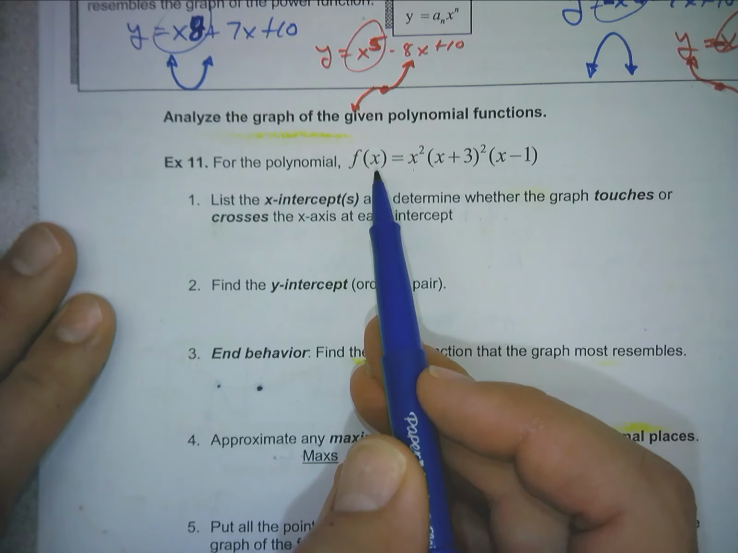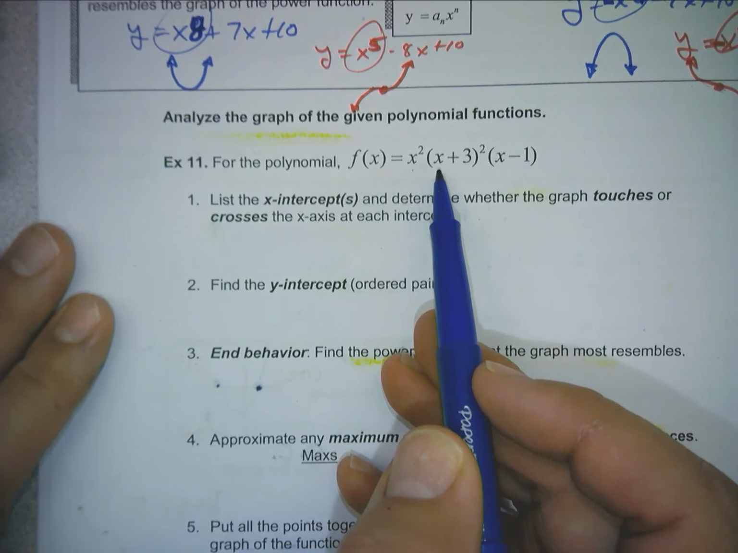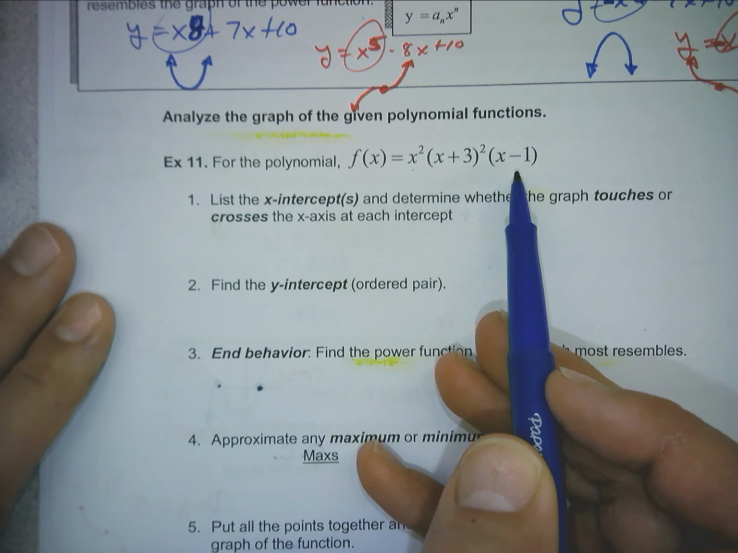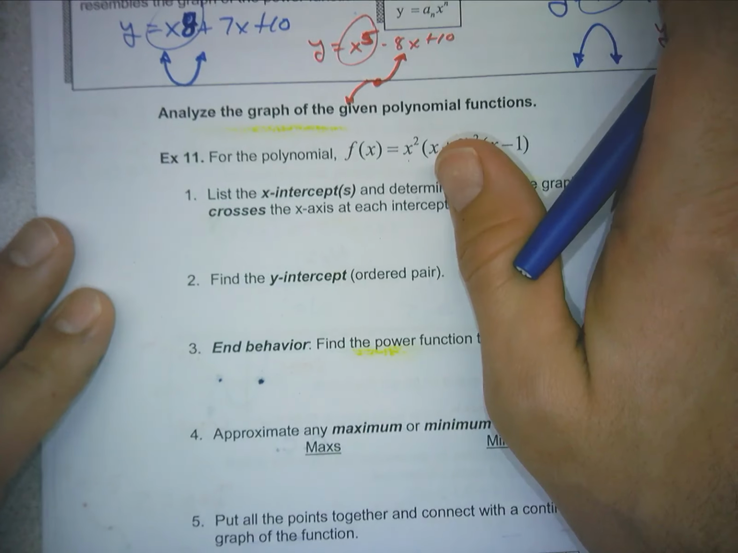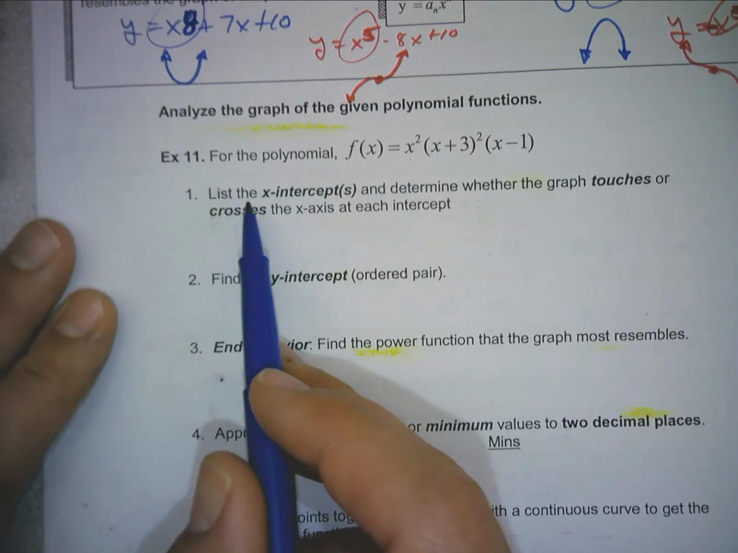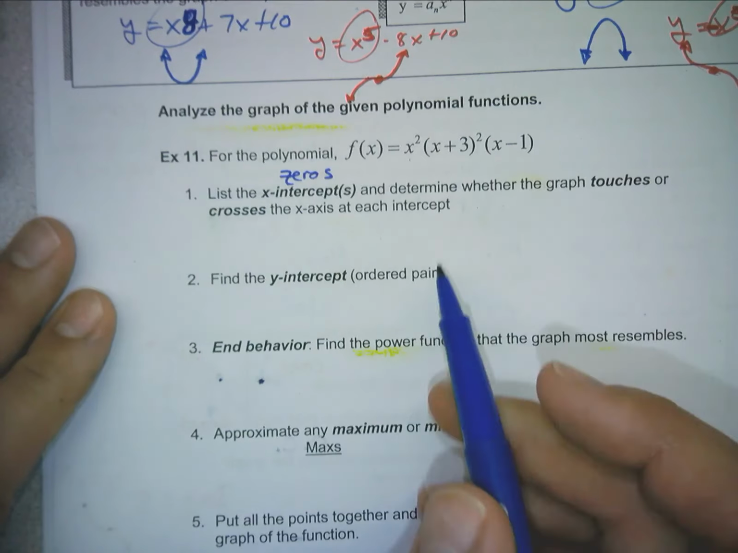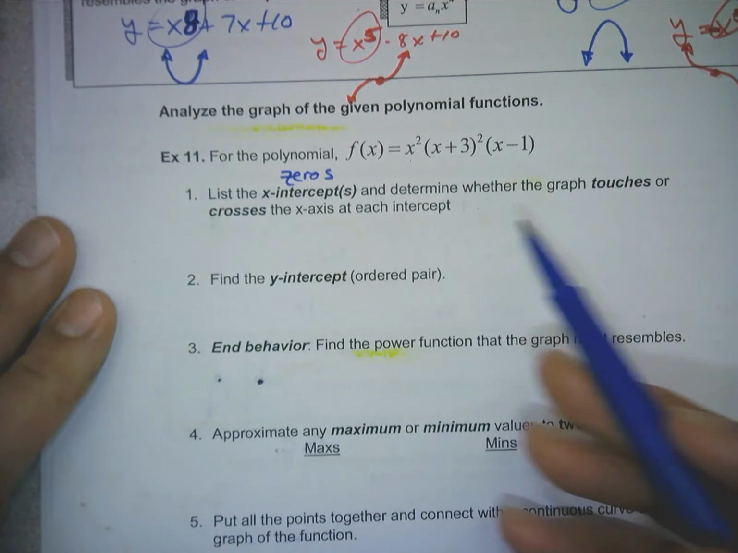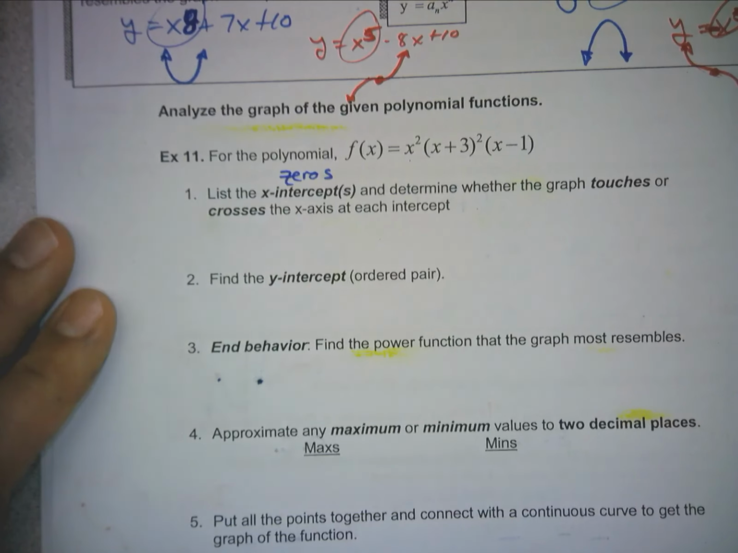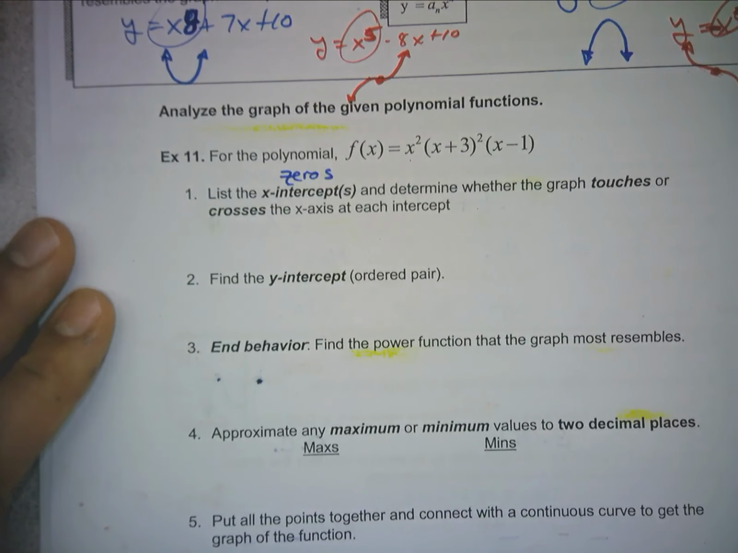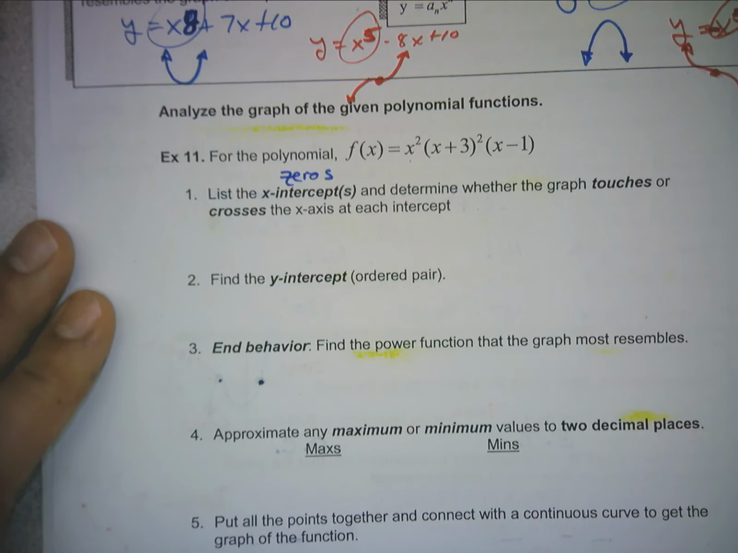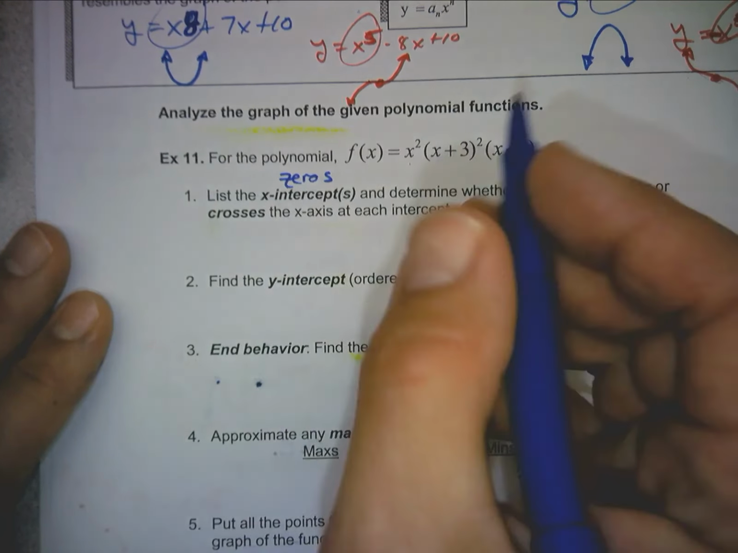Okay. So as we take a look, I've got my function. I've got f of x equals x squared times the quantity x plus 3 squared, and then the quantity x minus 1. Okay, the first thing I want us to do is list out our x-intercepts or our zeros, and then determine whether the graph touches or crosses, and that goes back to ETOC, even multiplicities, even exponents touch, and then odd ones cross. Okay, so we've got 3 of them.